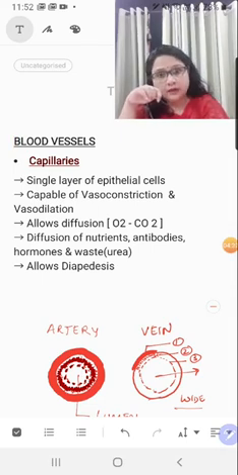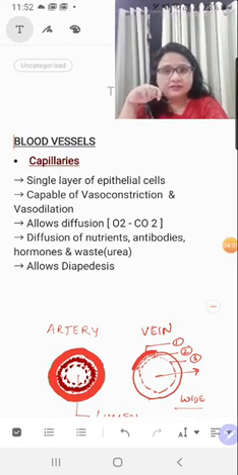Right, children? So capillaries are actually very effective. They help you to combat excessive heat or extreme cold.